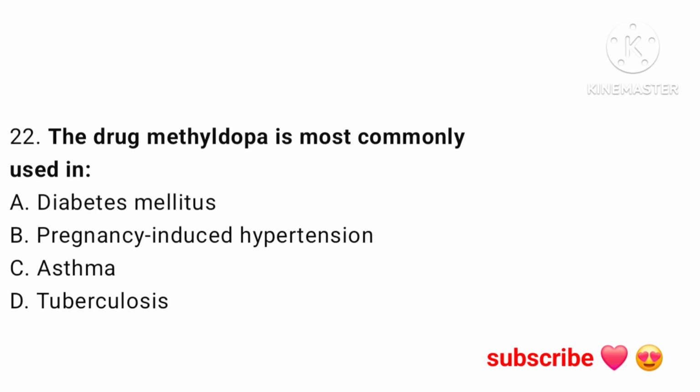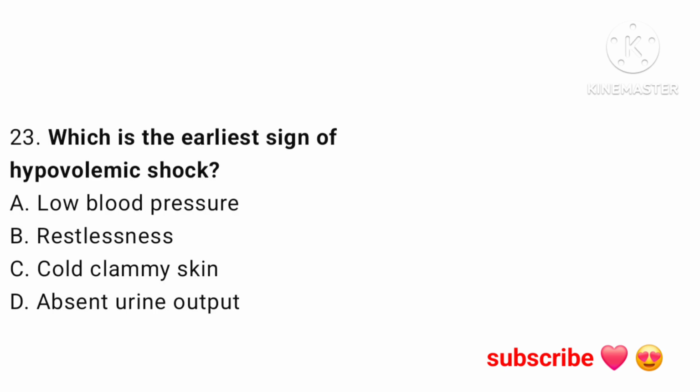The drug methyldopa is most commonly used in. Correct option is B. Pregnancy-induced hypertension. Which is the earliest sign of hypovolemic shock? Correct option is B. Restlessness.